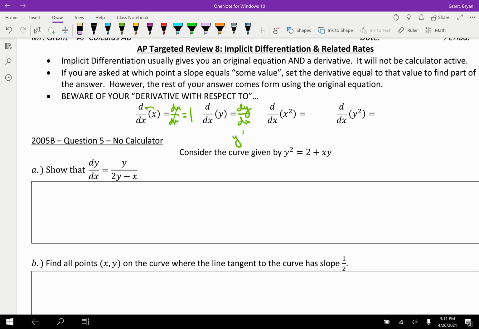A lot of students will do that. I prefer dy dx just so you can see the two variables that you're looking at the ratio between. However, it doesn't have to be that way.